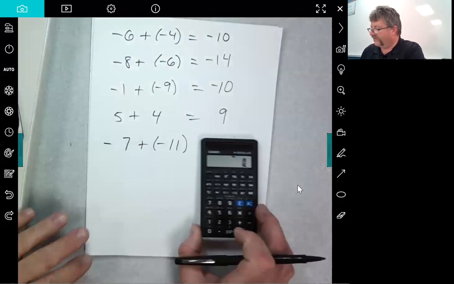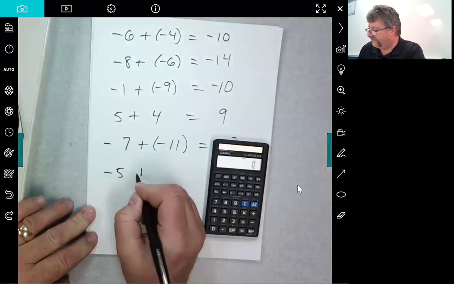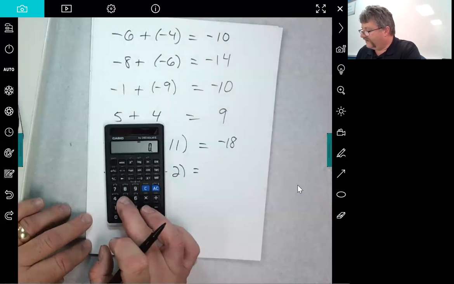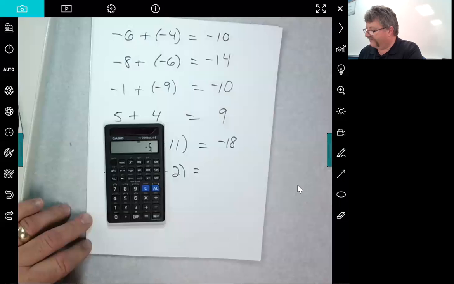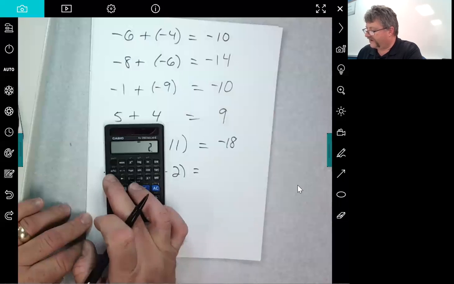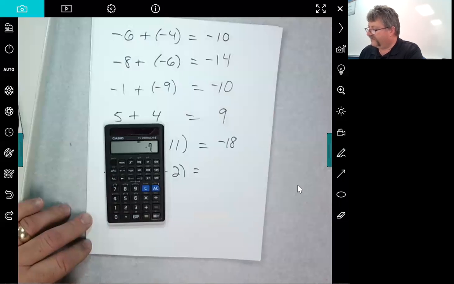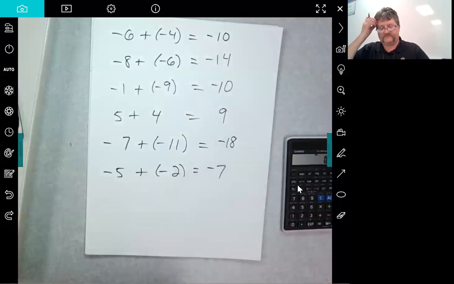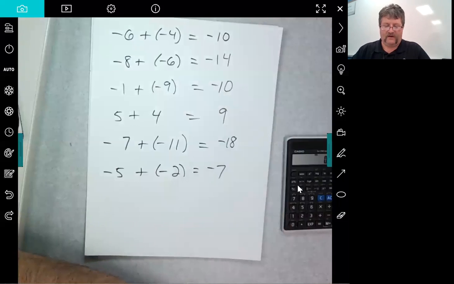Okay, let's do one more with the calculator. -5 plus -2. This one, 5, make it a -5, plus 2, make it a -2, equals -7. Okay, all good.